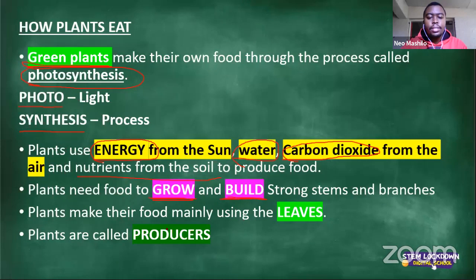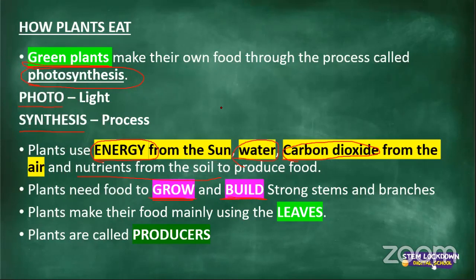Now, next, we have a new word. This new word is a word that we use to define plants. We call them producers. So the word producers is a word we use to talk about plants. So plants are what we call producers because they make their own food.